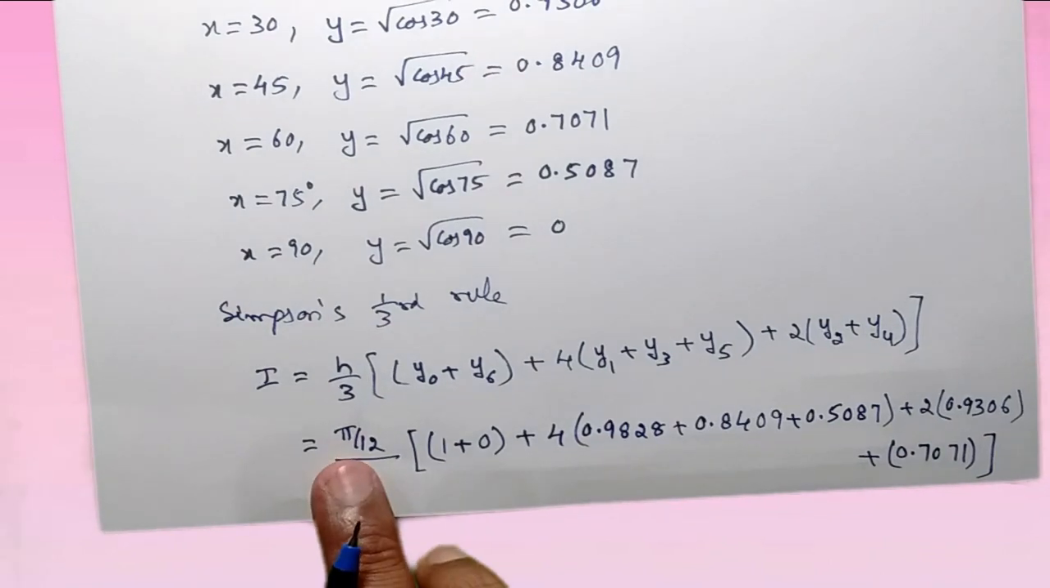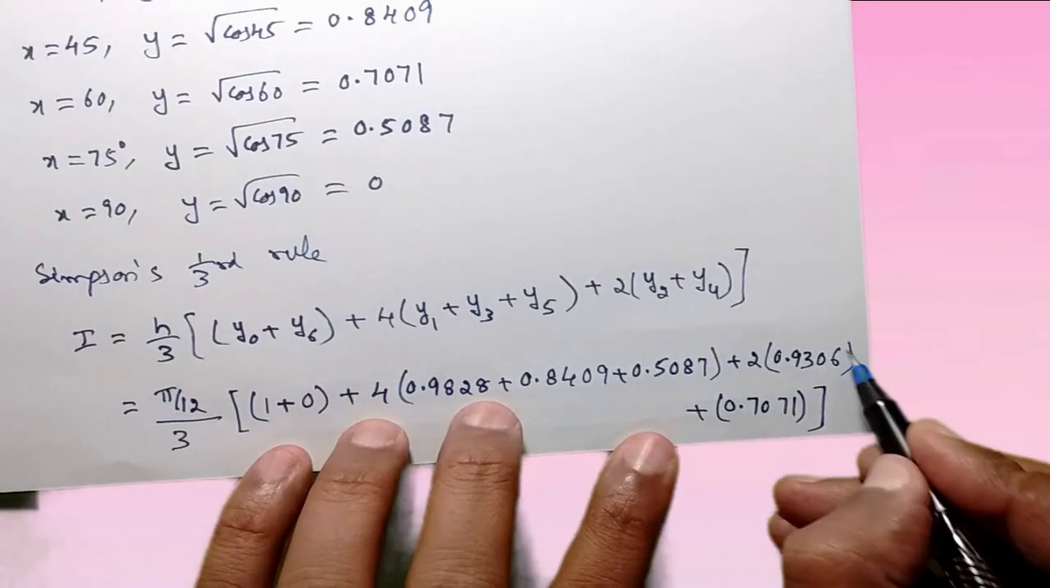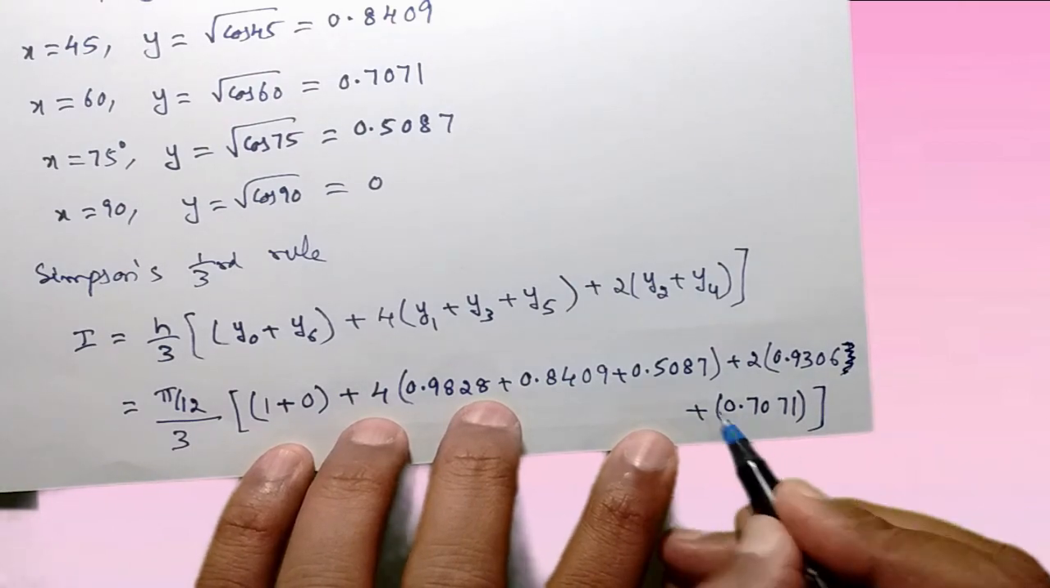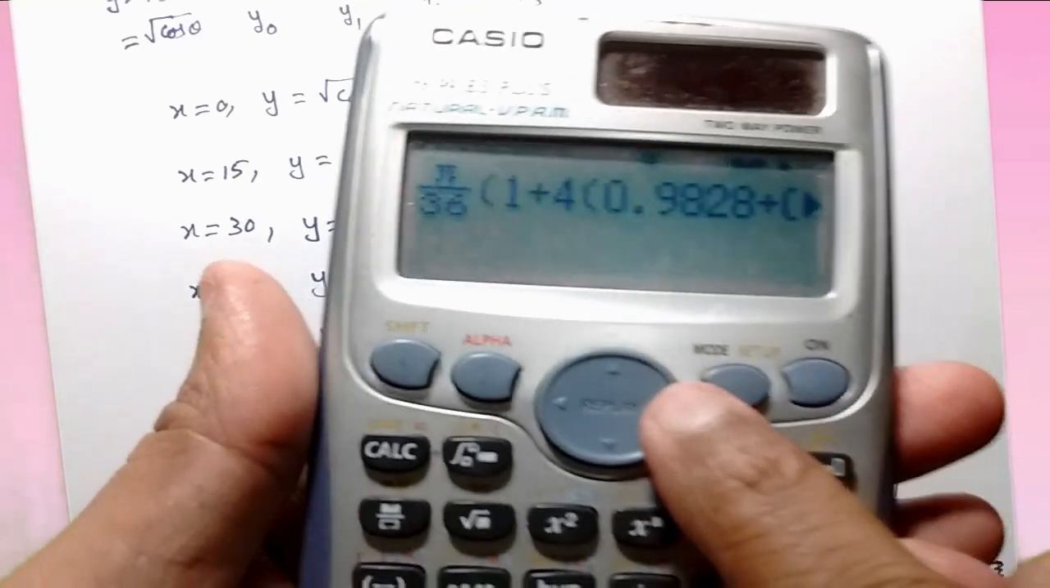You know that the value of pi is 3.14. You can just use the calculator. Here, this 2 is common for both, so there is no need for a bracket over here. So you can just check, I have typed all the values over here.